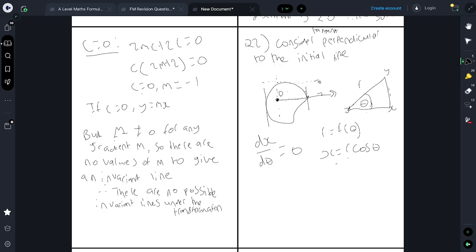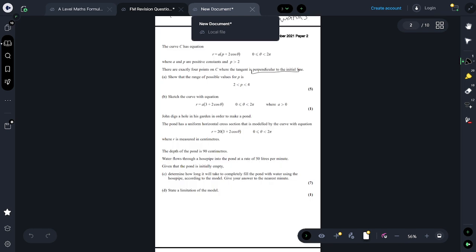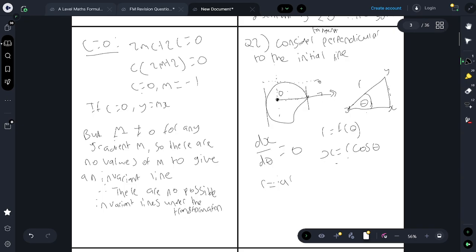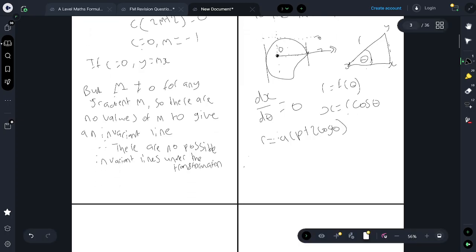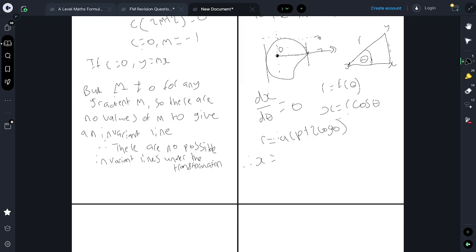So actually we've got x in terms of theta. So then therefore, let's substitute r in. We are given also r is a of p plus 2 cos theta. So actually, let's substitute that in. So x for r is going to be a cos theta of p plus 2 cos theta. Let's expand that. So it's going to be ap cos theta plus 2a cos squared theta.